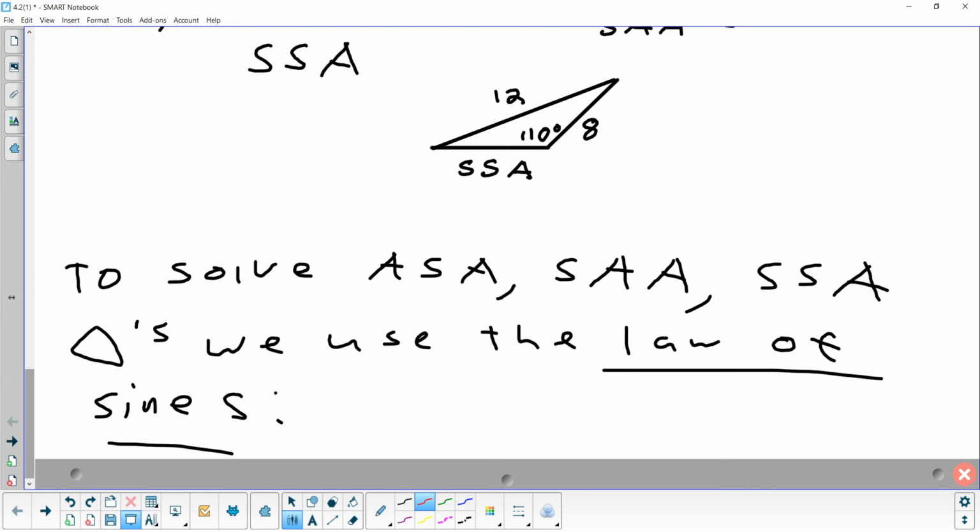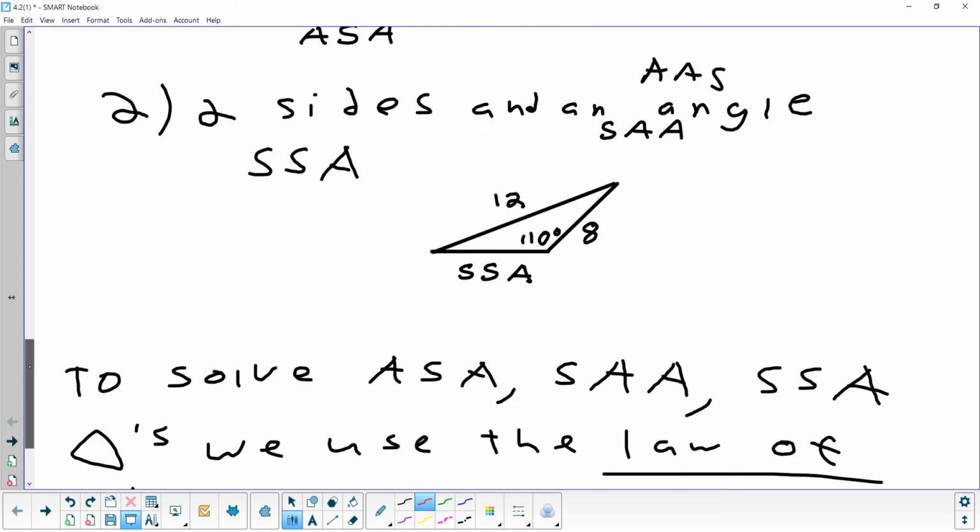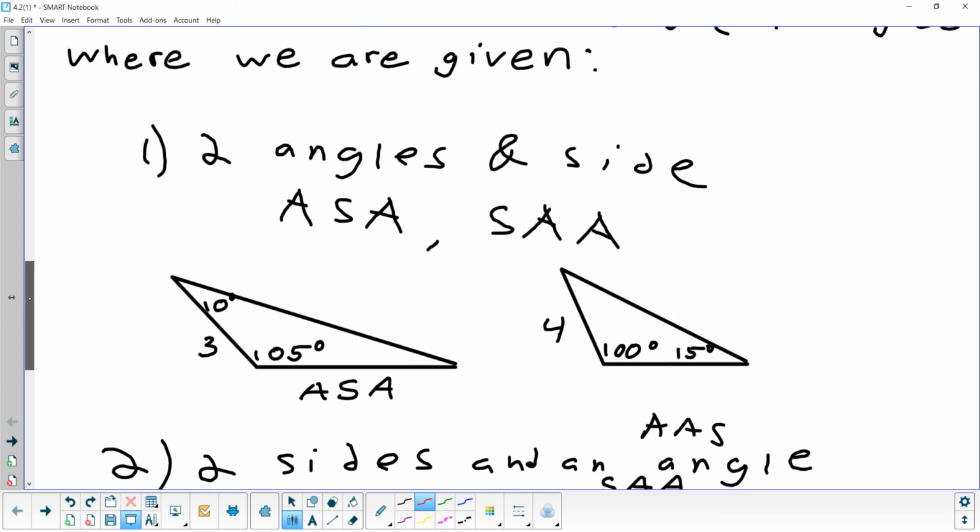Mr. Hager? Yeah. Can you go back up to the side angle triangle? Side angle, yeah. Just got a copy.